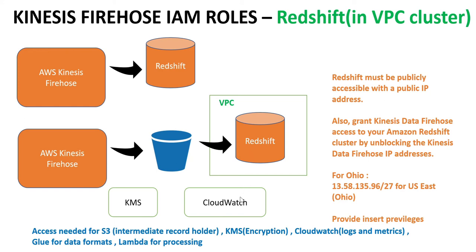So what access is needed now? In a nutshell, to summarize, you need access for S3, that intermediate record holder. You need access for KMS. I already showed you the JSON script for that. You need access for logs, that also I showed you, and S3 also showed you. Then if you're using Glue and Lambda for processing and data formatting, that access. So I have shown all the JSON there. Usually in real life, we do a copy and paste and make some modifications there. We do not write it from scratch.